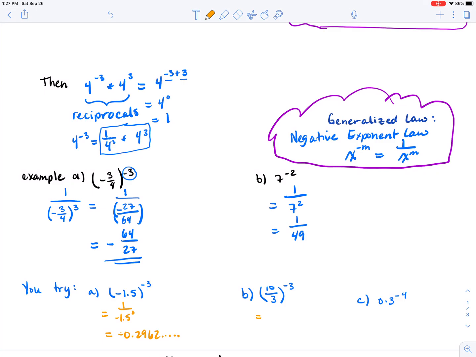For B, you should have gotten, because you're going to rewrite that as 3 over 10 cubed, which is equal to 27 over 1,000. And for C, you're going to rewrite that as 1 over 0.3 to the 4th, which is equal to, with a calculator, 123.4567, and so on.